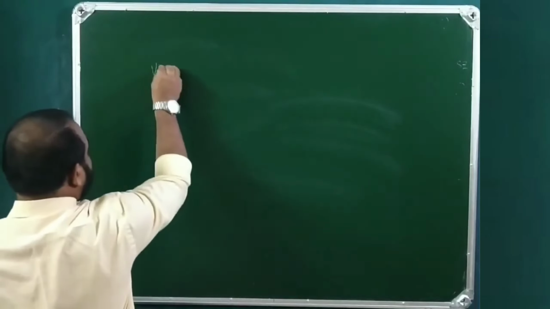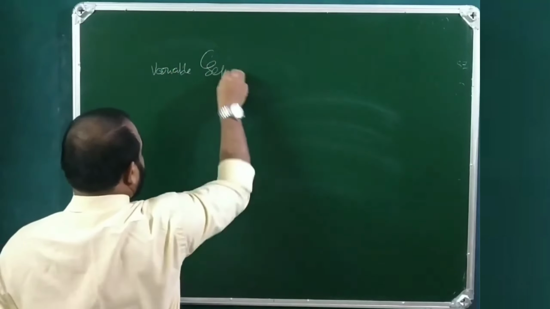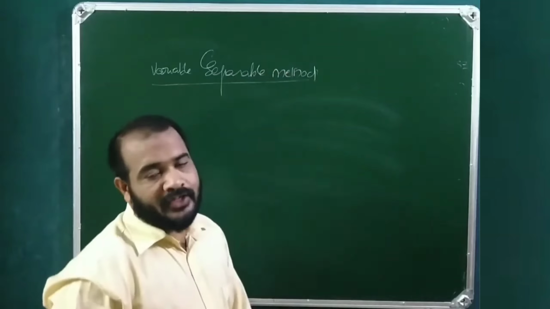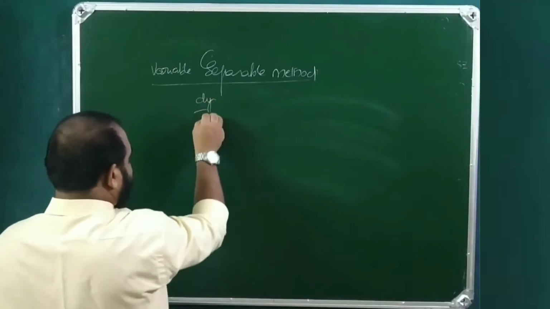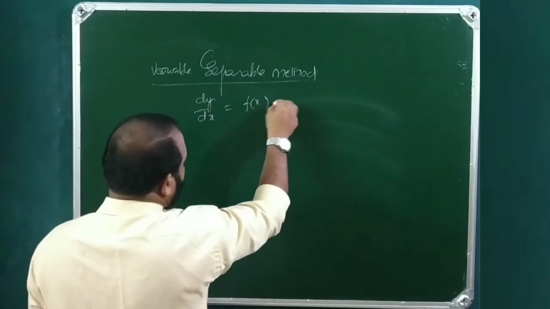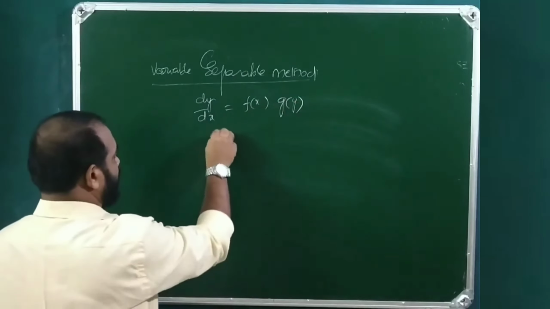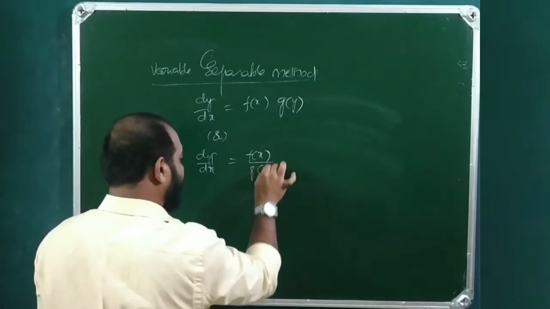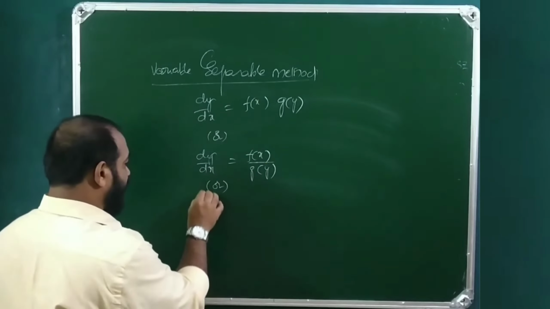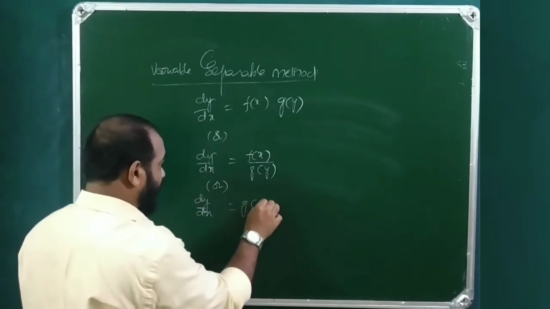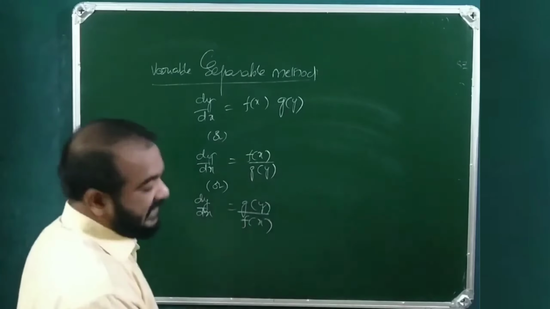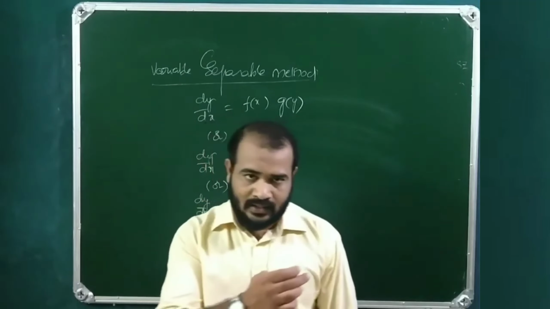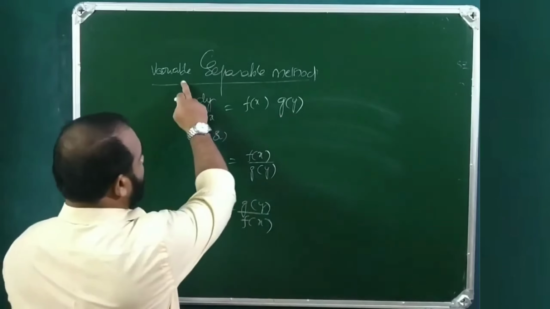So, variable separable method. If a differential equation is of the form dy by dx is equal to f of x into g of y, or dy by dx is equal to f of x by g of y, or dy by dx is equal to g of y by f of x, etc. Then, according to the variable separable method, the method clearly says that we have to separate the variables.